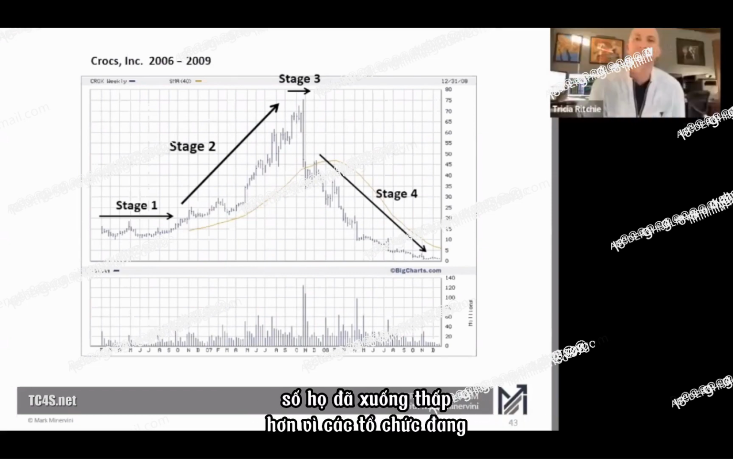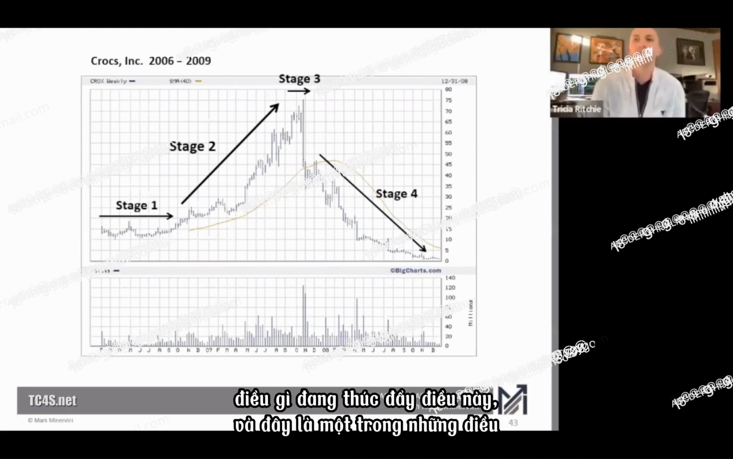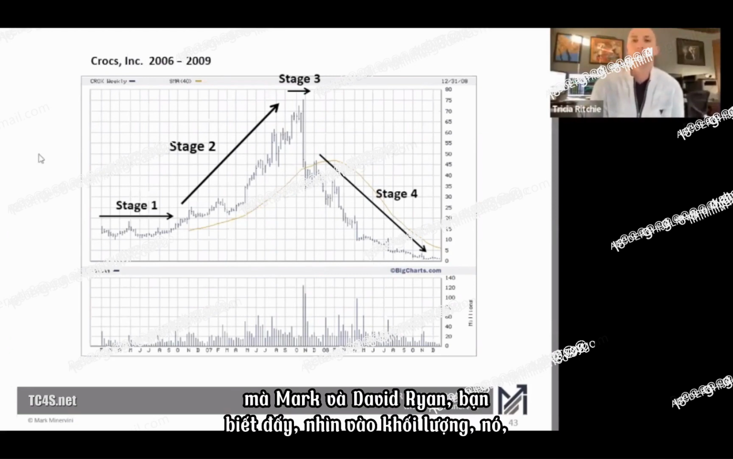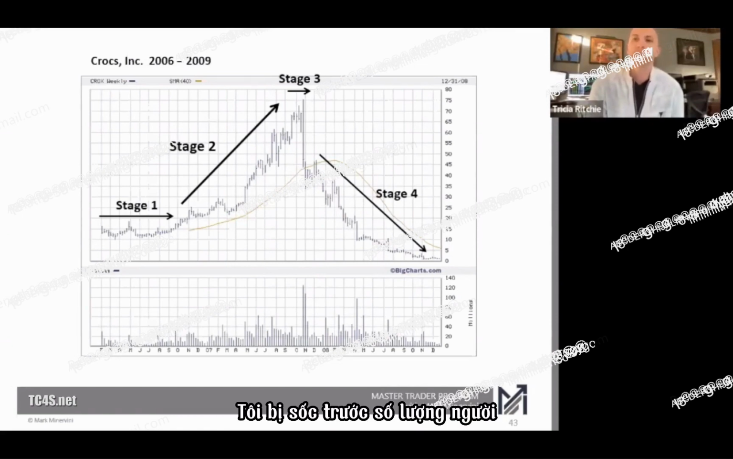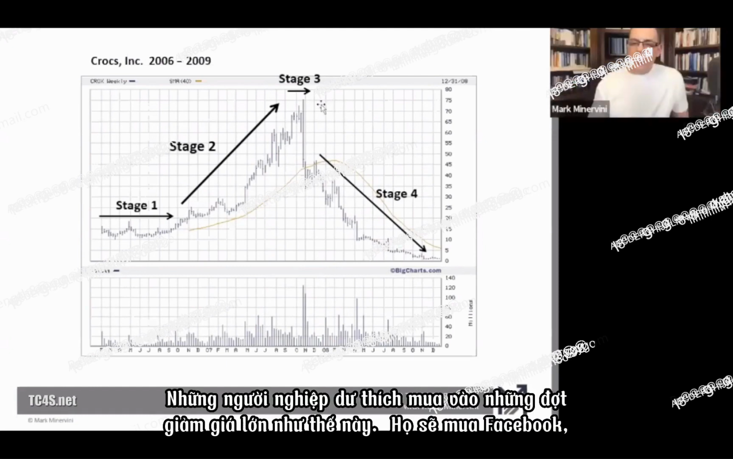Almost 100% of them have gone lower because the institutions are what is driving this. And this is one of the things, Mark and David Ryan, looking at volume, it is obvious that is elephants piling out of the tub, which means the water level is going to go lower. And every time I'm shocked at the number of people that continue to say, oh, it's a great buy down here. Amateurs love to buy on big breaks like this.